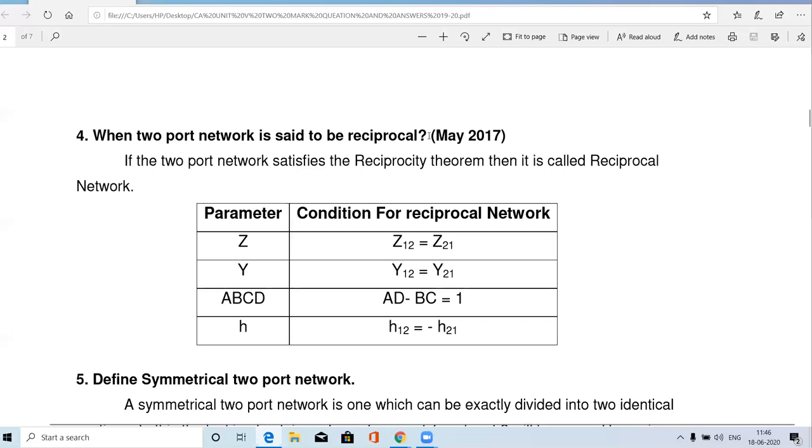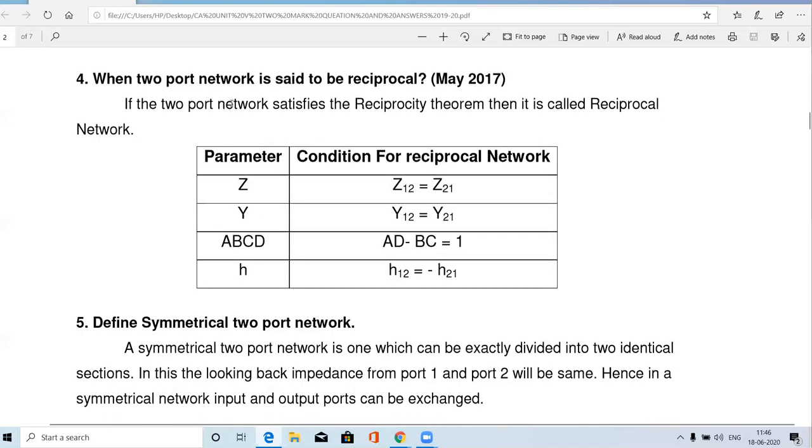Okay, so we are saying that the two port network is said to be the symmetrical network and reciprocal network. So first the question is when the two port network is said to be reciprocal. It's a May 2017 question. If the two port network satisfies the reciprocity theorem, it is called a reciprocal network.